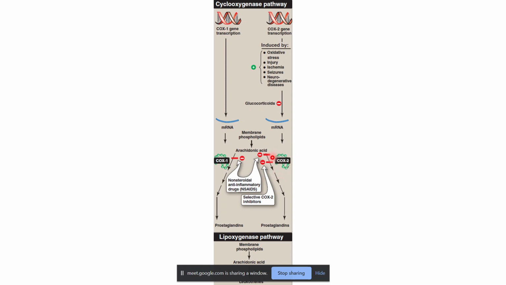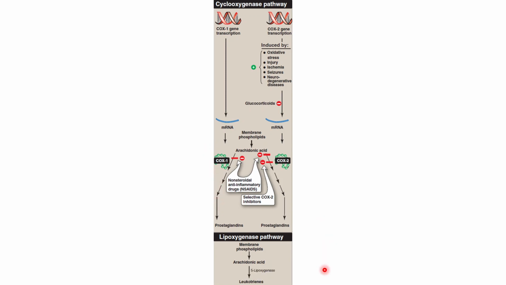cyclooxygenase 2 that is responsible for the inflammation, and will not block the cyclooxygenase 1 that is responsible for the physiologic functions, and sometimes the cyclooxygenase 1 blocking can lead to the development of a disease. So like for example an ulcer, after taking the non-selective cyclooxygenase inhibitors, so that is, for example, aspirin.